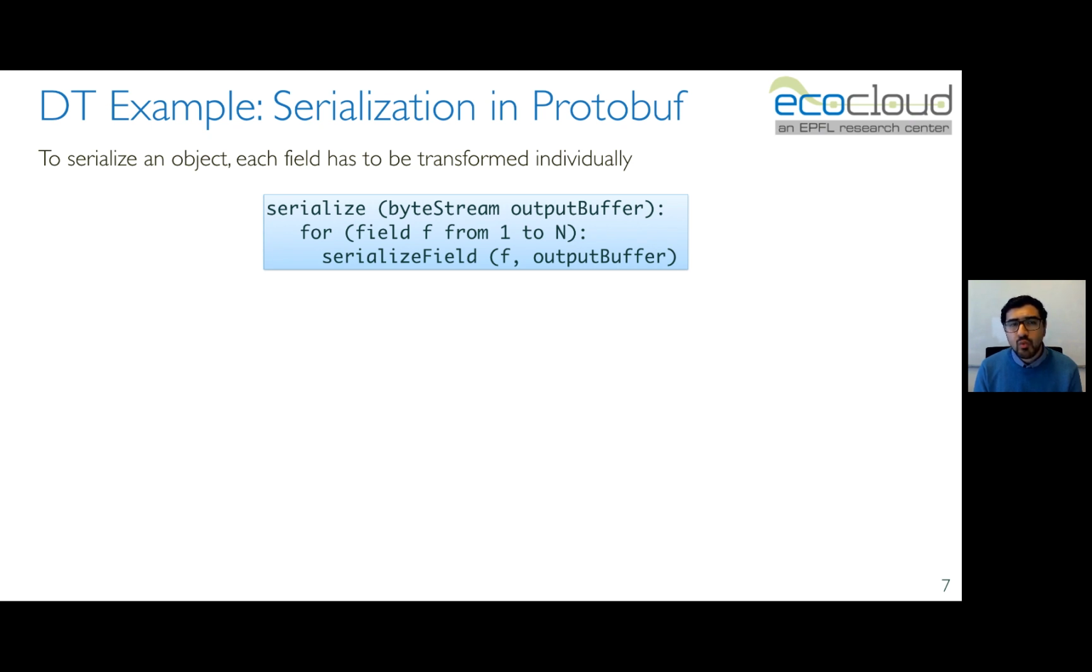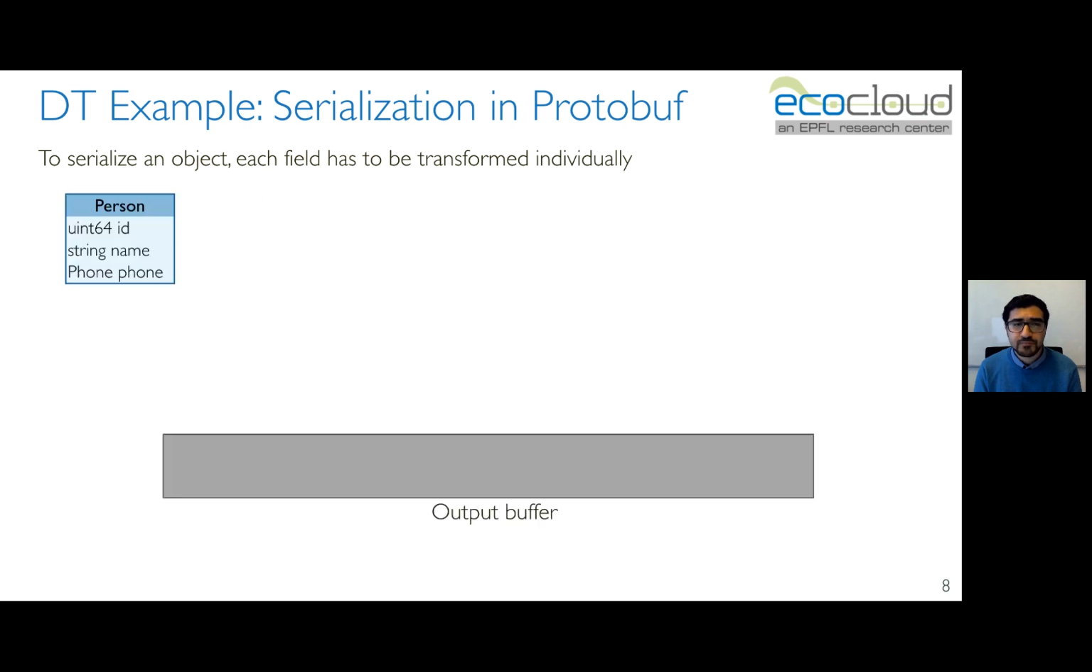To better understand what happens internally, here we'll look at the serialization example in Protobuf. To serialize an object, each field has to be transformed individually. It has to be read first, then transformed, and written to an output buffer. Here we have the same person object we had before. It has 3 fields, an integer, a string, a phone object, which is a submessage and has its own structure, and we will see how this message gets serialized.